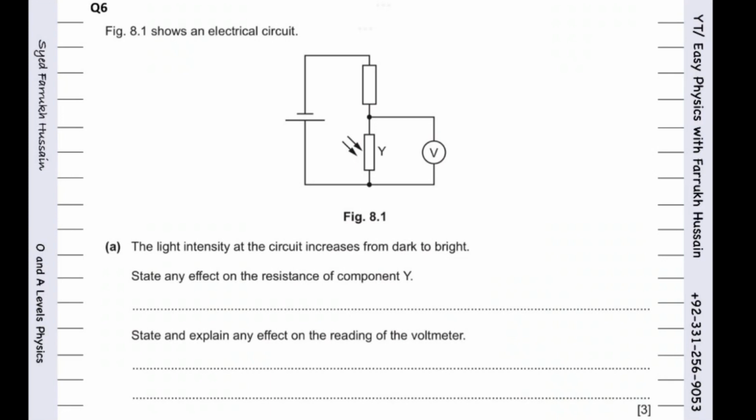So state any effect. So you will say resistance would decrease. And if the resistance decreases, what will happen to the voltage? It increases. No, it decreases. Resistance and voltage are proportional to each other. Less resistance means less voltage.